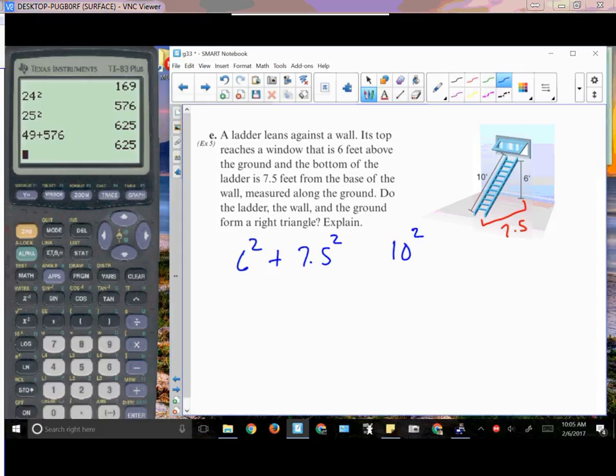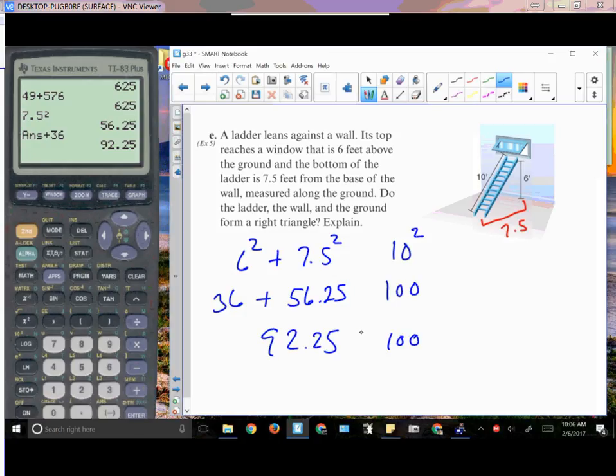Oh, we know that's 100. 36 plus 7.5 squared, and I end up with 56.25. So if I add 36 to that, I end up with 92.25. And this is 100. So that's less than it, correct? So, does it form a right angle? The answer would be no, it does not.